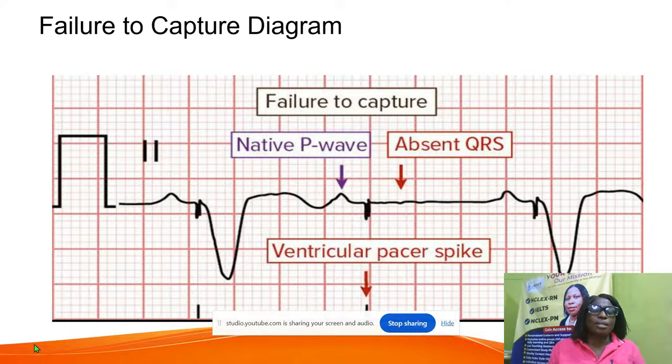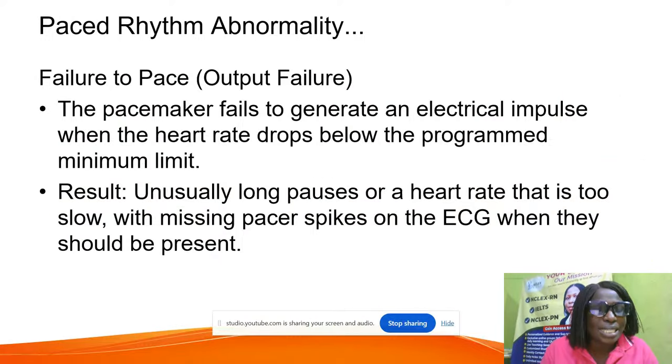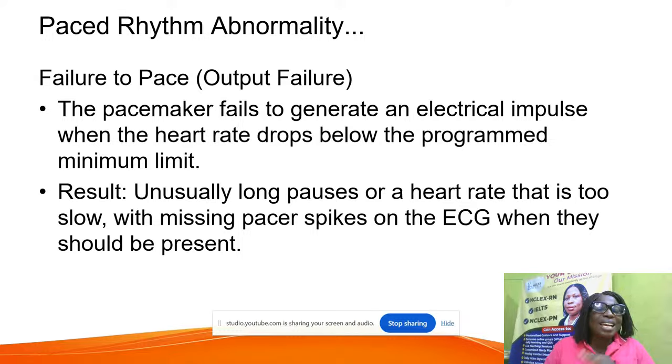With failure to pace, the third one, what happens here is the pacemaker is not even pacing. The pacemaker fails to generate electrical impulses. And the reason you put in a pacemaker is that the patient is most likely having bradycardia. So it's expected that as the pacemaker senses that bradycardia, it will increase the impulse so that the heart rate can continue. However, with failure to pace, the pacemaker is not responding.